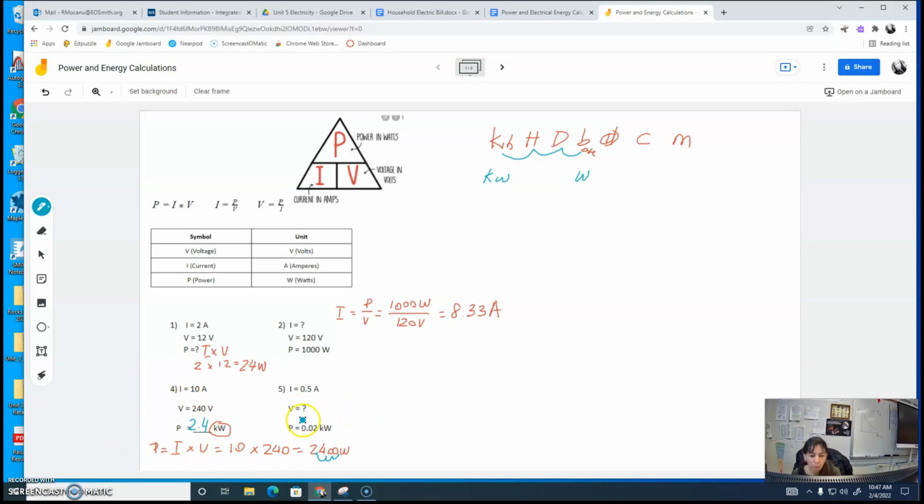Finally, let's solve for V over here in number 5. So I am given my kilowatts right here. I know that in order to use this formula, I gotta have my power in watts, okay?